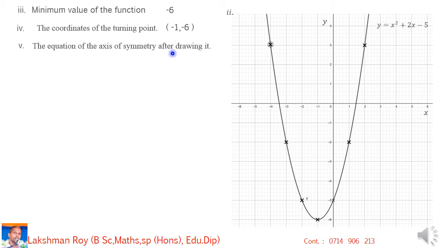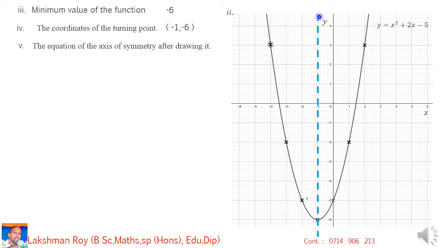After drawing it, you have to draw the equation of the axis of symmetry, right? So what is the axis of symmetry? That means the line you can divide this graph into two equal parts, right? Now you see here, this blue dotted line is the axis of symmetry. From this line you can divide this graph into two equal parts.